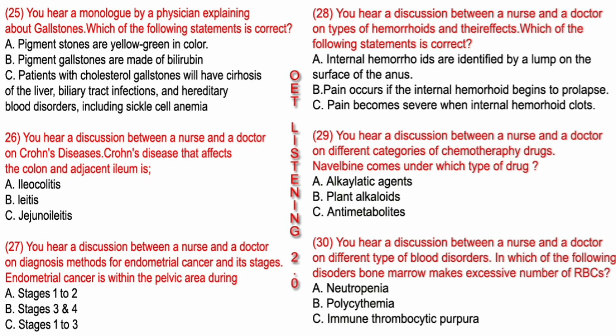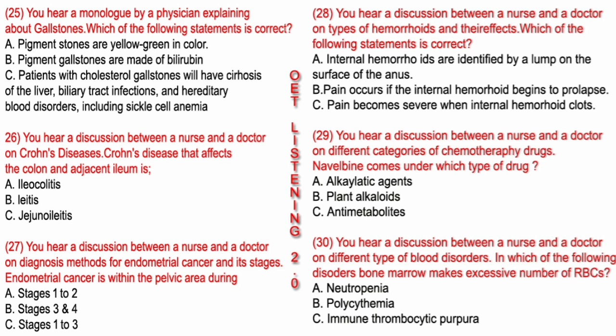Hello, doctor. What are the methods of diagnosing endometrial cancer and its stages? Endometrial cancer is the main type of uterine cancer, starts in the cells that make up the endometrium, and then shed each month during menstruation. The cancer is only in the uterus during stage 1. During stage 2, the cancer is in the cervix and uterus.